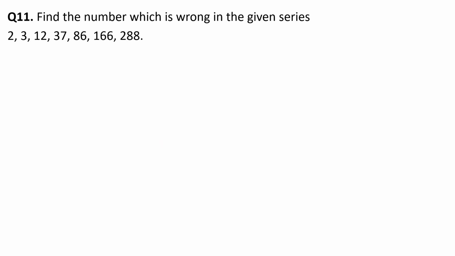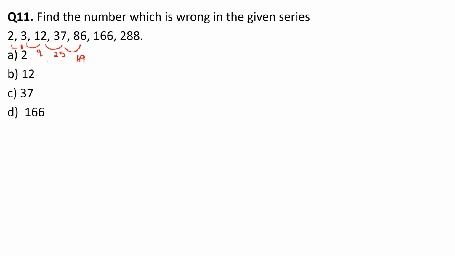Find the number which is wrong in the given series: 2, 3, 12, 37, 86, 166 and 288. Now see what is the difference between 2 and 3. The difference between 2 and 3 is 1. The difference between 3 and 12 is 9. 12 and 37 is 25. So if you observe, 1 is 1 square, 9 is 3 square, 25 is 5 square. So the next should be the next square of an odd number, that will be 49. Okay, 86 minus 37 is 49.